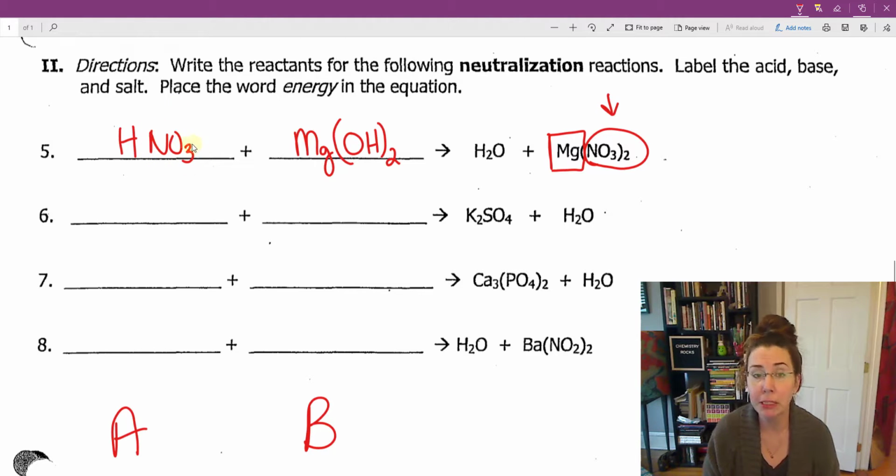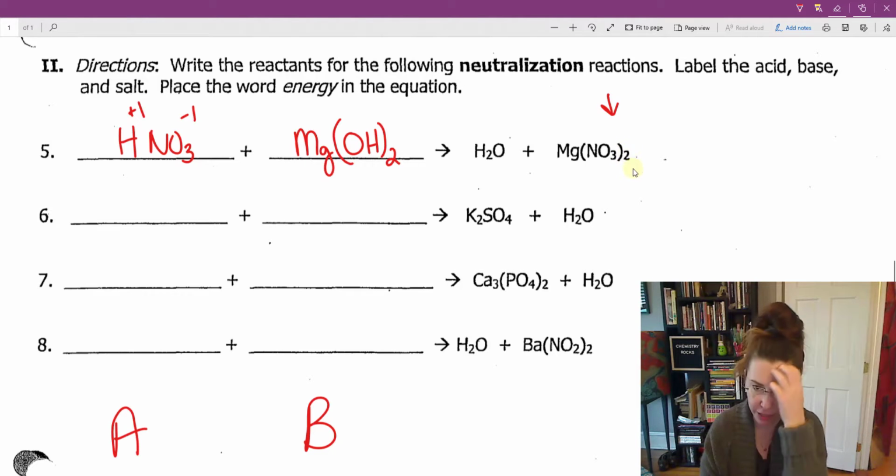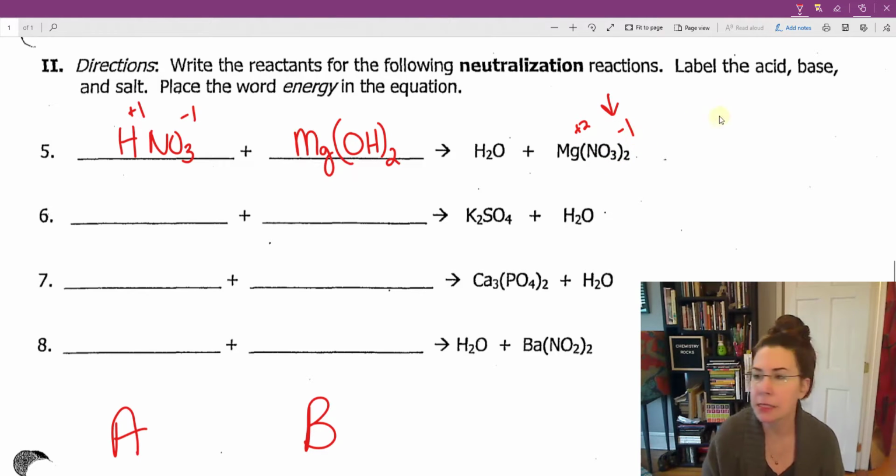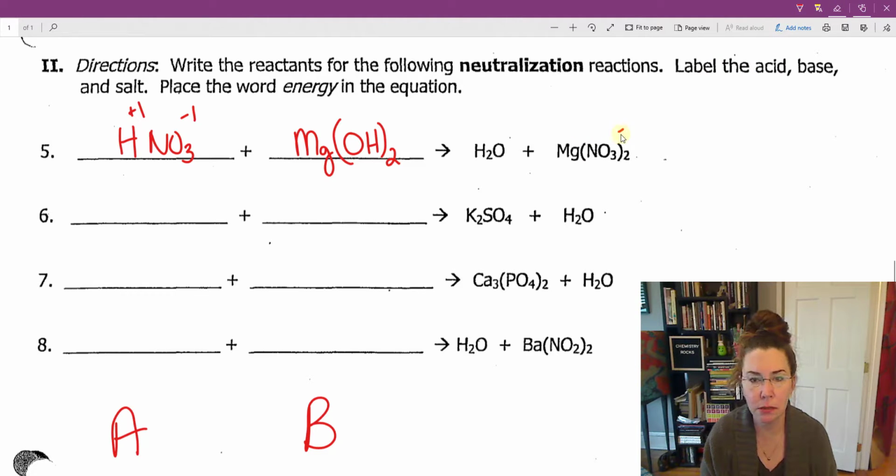Now, I'm going to look at my charges. This is -1, I know that from table E, and this is +1, they cancel each other out. If I didn't want to go to table E, I could use the formula itself over here as a clue, because here's a trick for you. This is a 2. I know magnesium is +2. That means that if I reverse crisscross my nitrate, it was -1. All right, let's move on to our next equation.